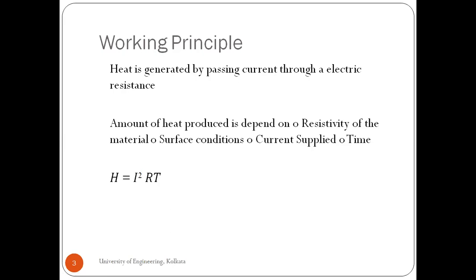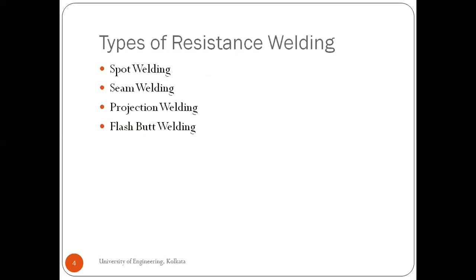The current supplied is squared, so a huge amount of current is supplied, and the entire current is utilized, and from the square of that current you can understand the amount of heat that will be generated. And definitely it also depends on the time. This T is not temperature, this T is the time for which we apply the pressure or allow the current to pass through the metal, right?